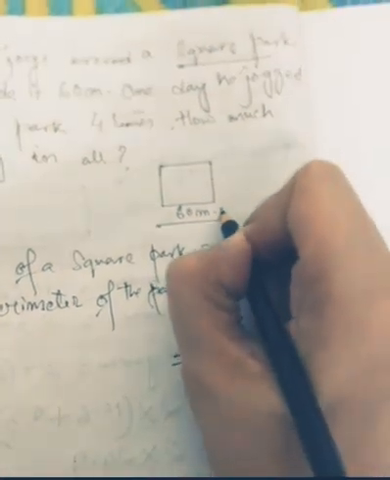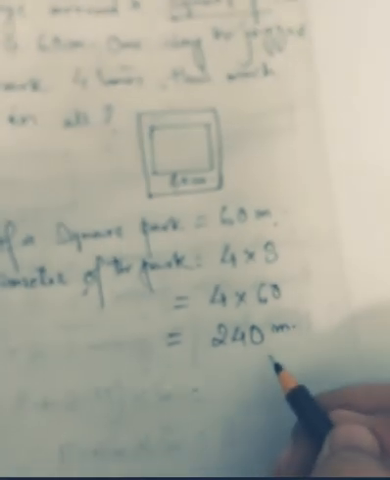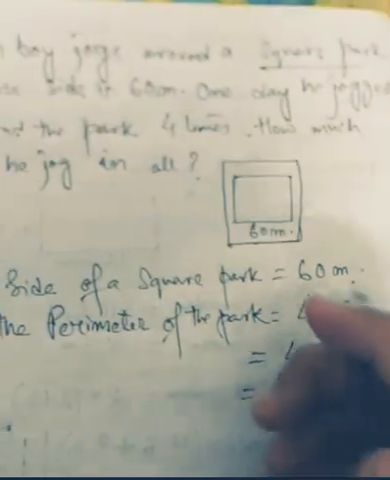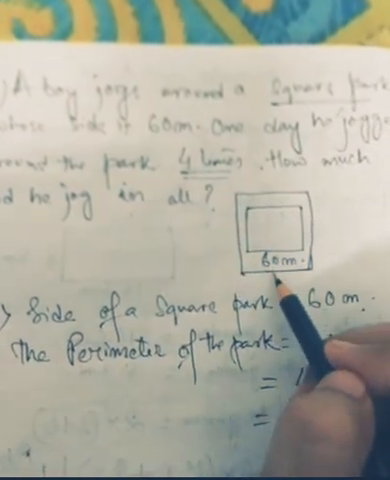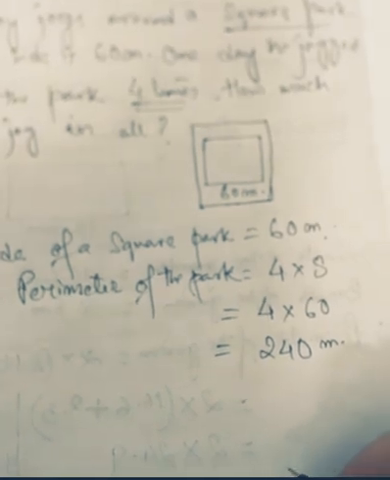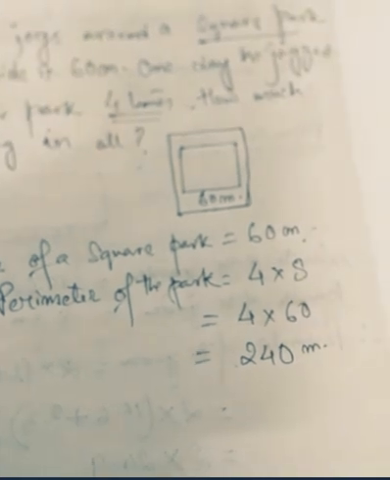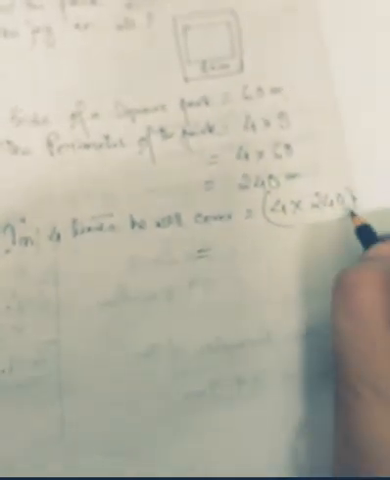Now, if a boy moves from here to here, to here, to here, it is 240 meter. He is covering 240 meter. Now, in the question it is given that one day he jogged around the park 4 times. This is one time he is going around, and if he goes one time, he covers 240 meter. Then how much will he cover in 4 times? Simply we are going to multiply it with 4, isn't it? Therefore, in 4 times he will cover 4 into 240 meter, isn't it?